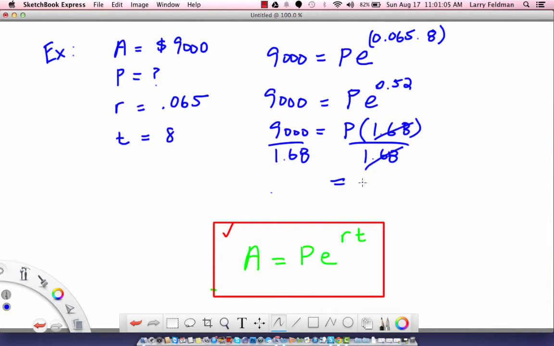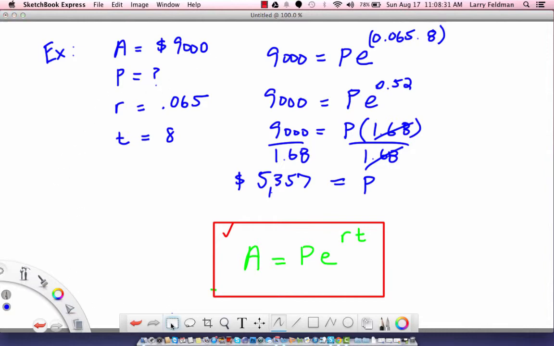These cancel. We have the principal equals 9,000 divided by 1.68, which is $5,357 roughly. And again, there's going to be some round off error here, most likely. Or actually definitely in this case, because I didn't write anything after the decimal point. So the person starts with $5,357 roughly, invests it for 8 years in an account earning 6.5% annual interest, and eventually gets to $9,000.